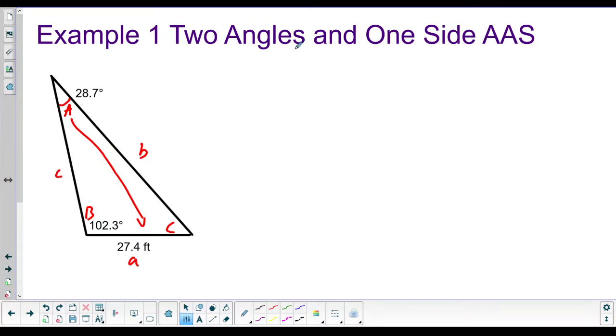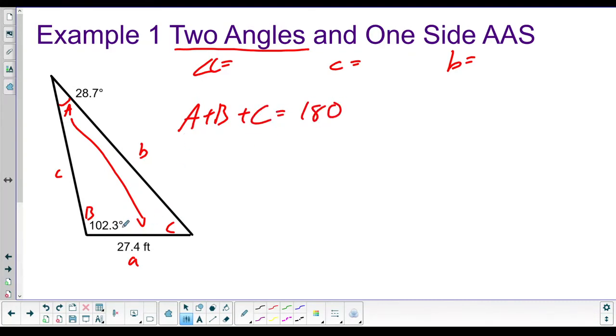All right, so let's just pretend we want to find all the information we don't know. So we want to find angle C. Angle C is equal to what? Lowercase c is equal to what? And lowercase b is equal to whatever, right? So we want to find the missing angle and the two missing sides. All right. Because we know two angles already, this missing angle is so easy for us to find. We're just going to use the fact that A plus B plus C equals 180. We're going to plug in the two angles we know. So we're going to plug in 28.7 plus 102.3 plus C equals 180.